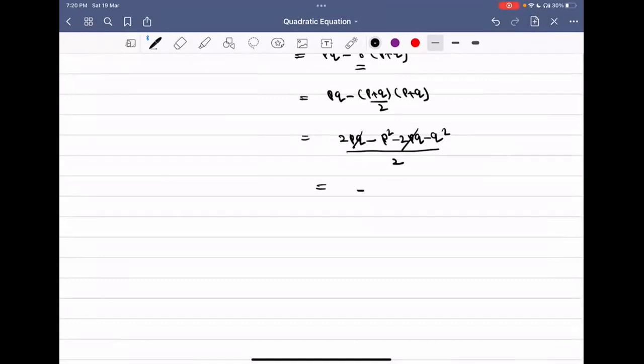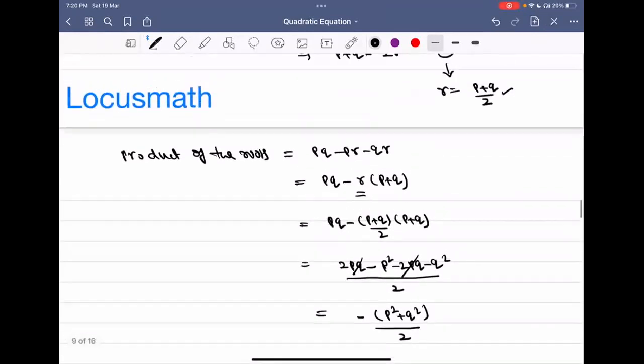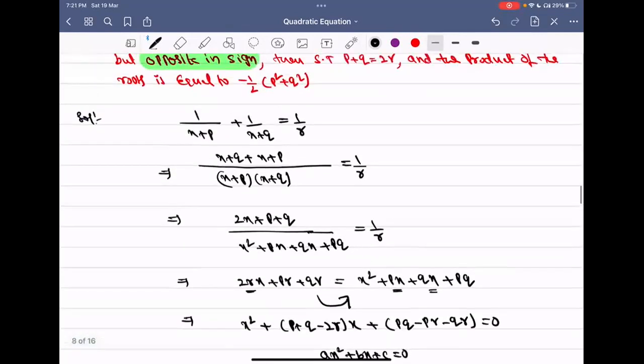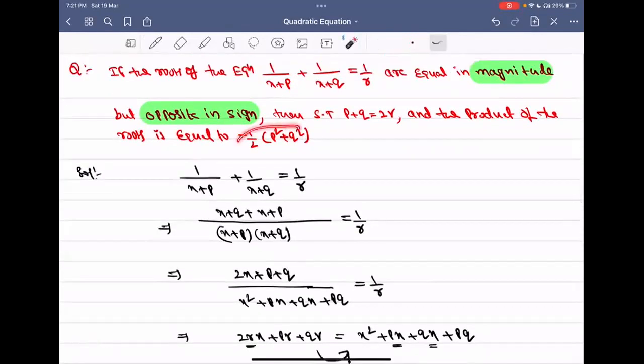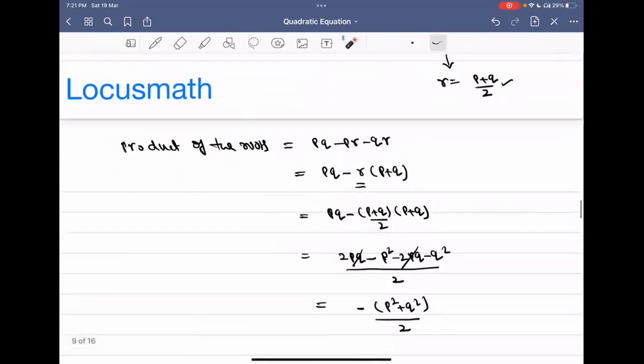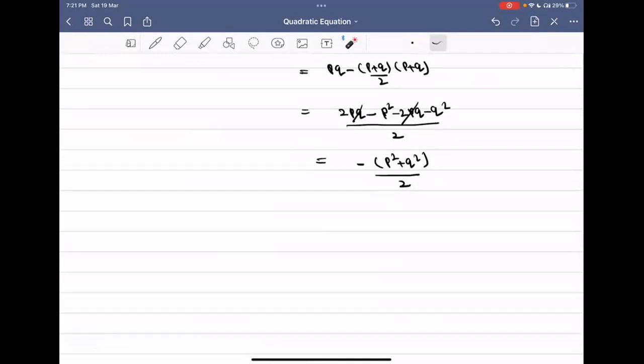And take minus common. Then what you get? Minus of p square plus q square by 2. So the product of the roots is equal to what? Minus of p square plus q square by 2. That is the second one. Yes, the product of the roots is minus 1 by 2 times p square plus q square. This is the solution for the first question.